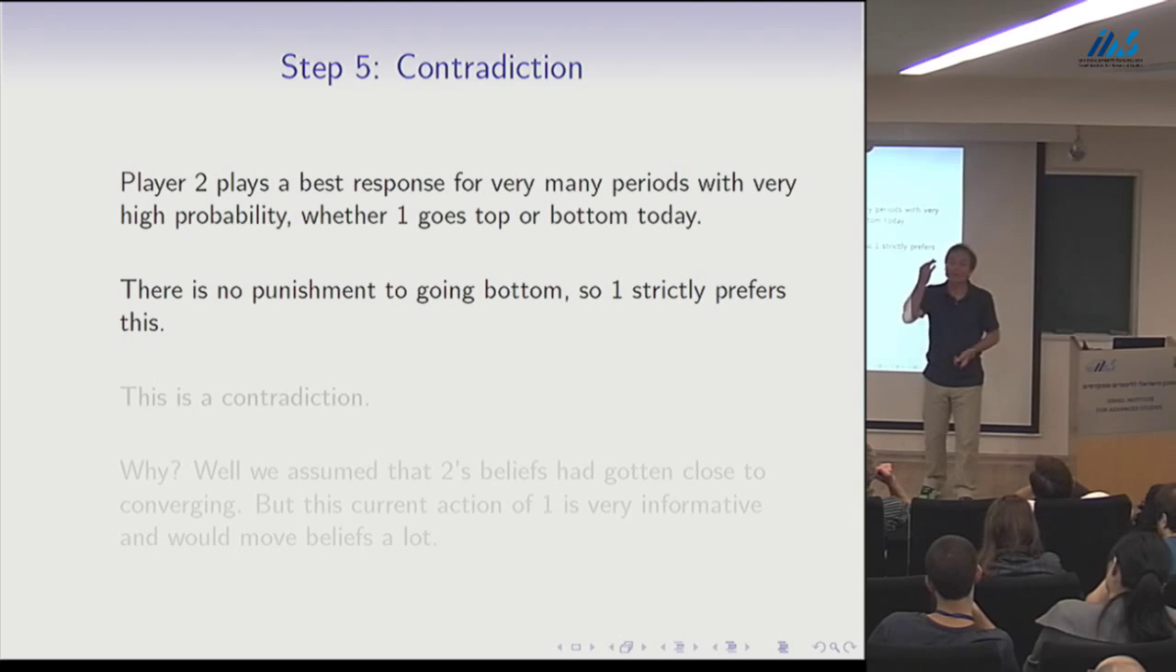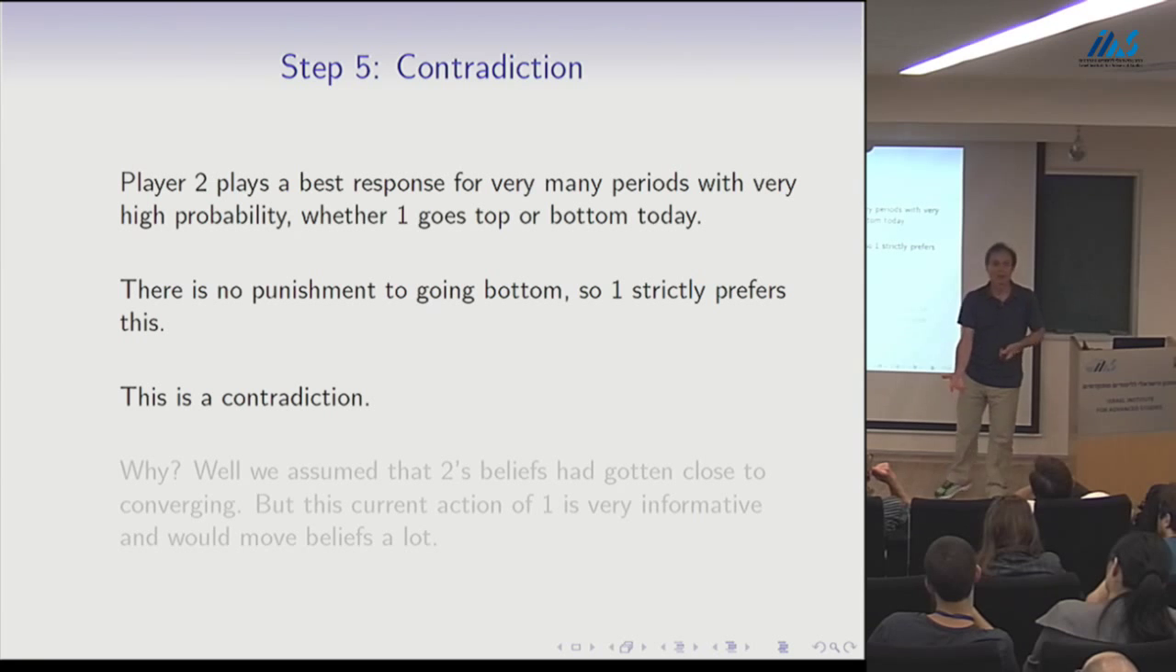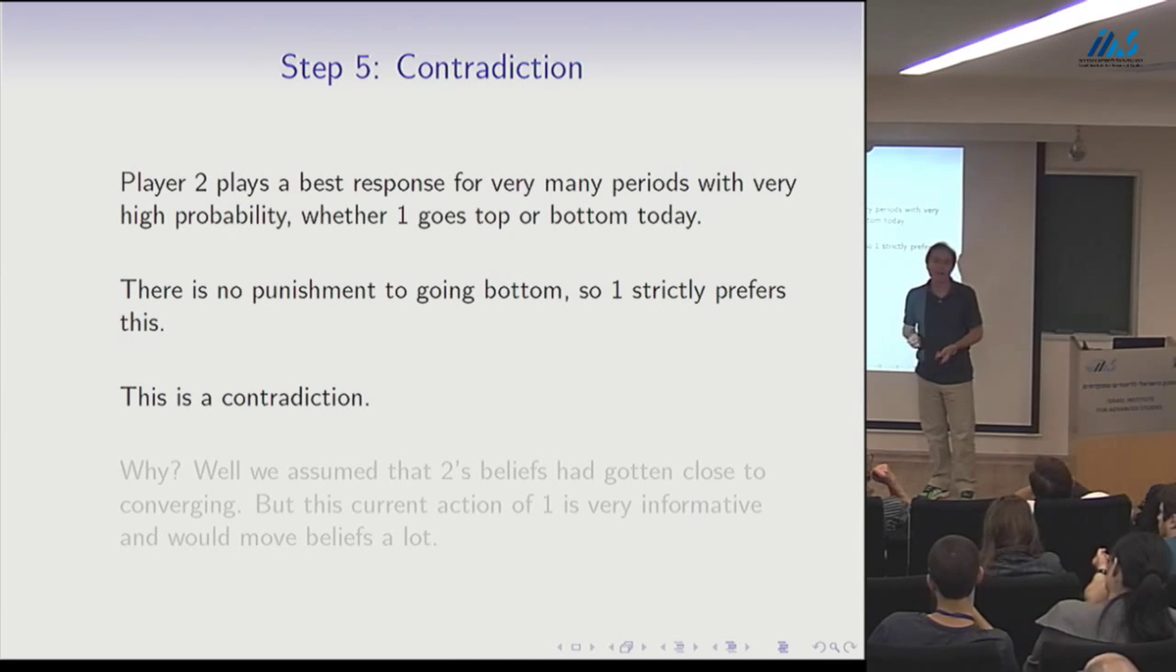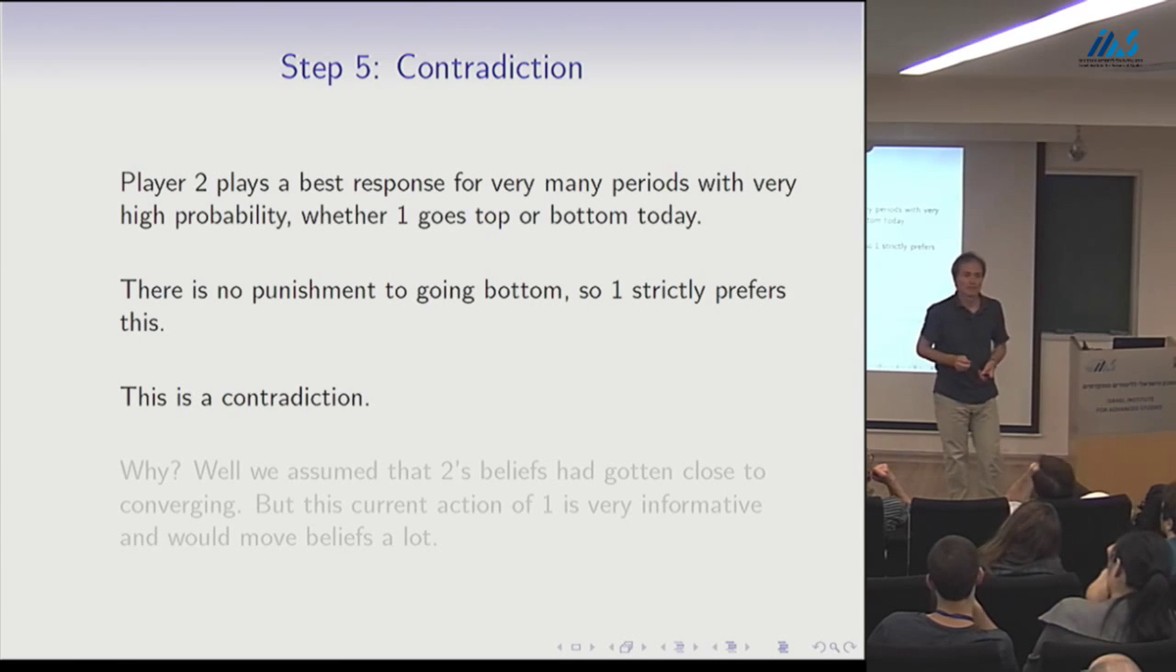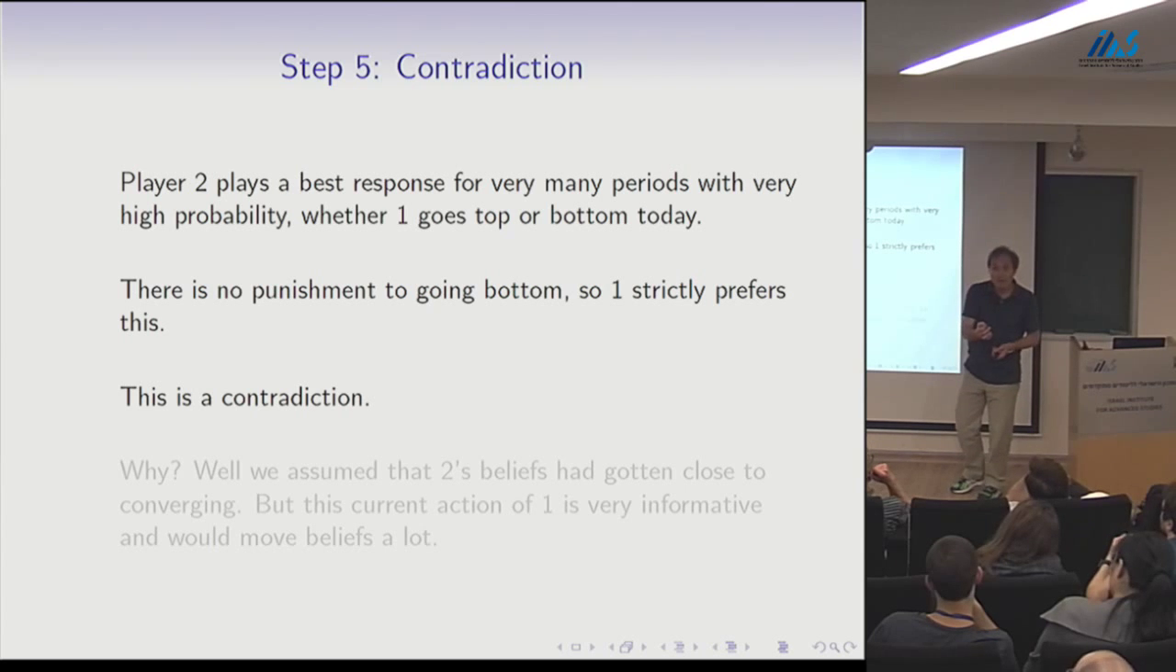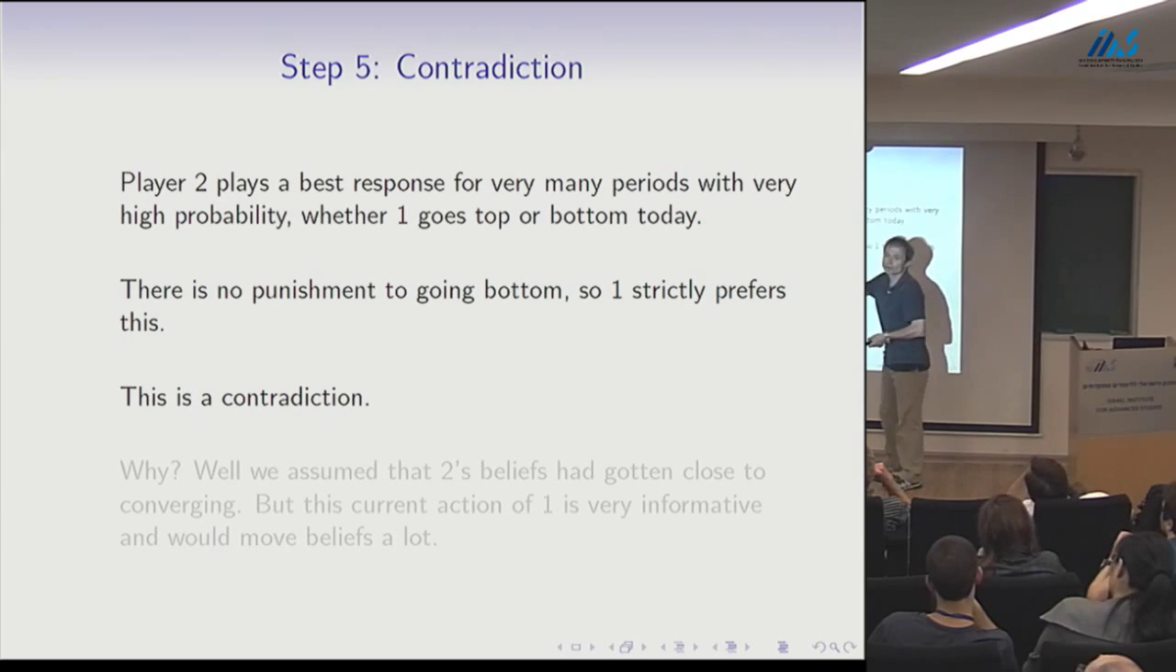So 1 can costlessly do 3 or bottom at this point, and this gives us a contradiction. It gives us a contradiction because 1 has now taken a very informative action. 1 took an action which is very different from the commitment action, bottom. And so player 2 ought to learn a lot from watching what player 1 did in the current period. But that's something we just assumed couldn't happen. We assumed we were on, down, and having converged. Right? So it's the fact that things are converging that gives us this contradiction.